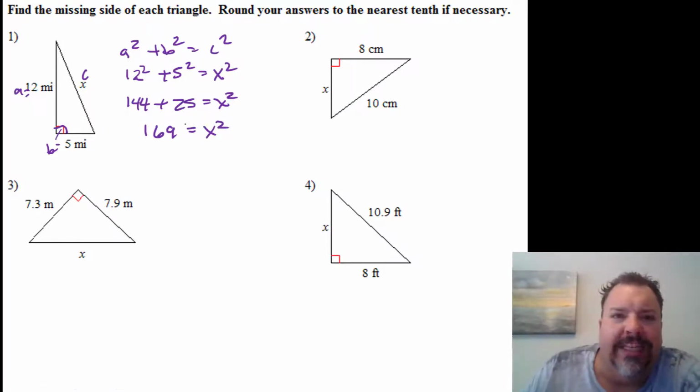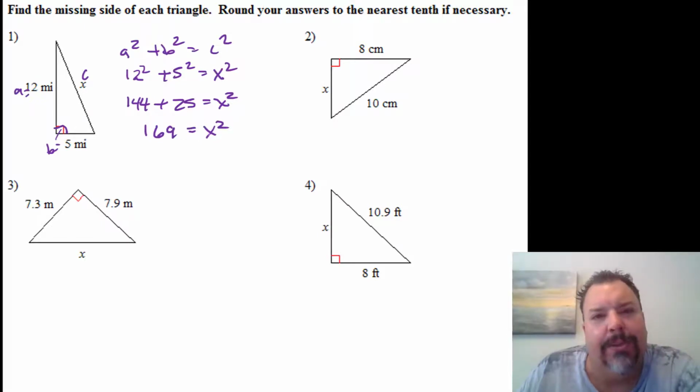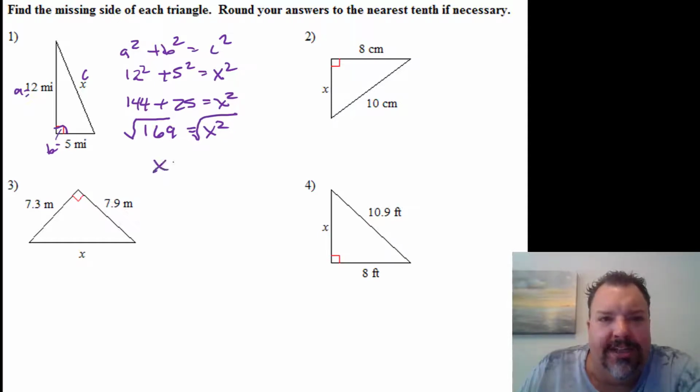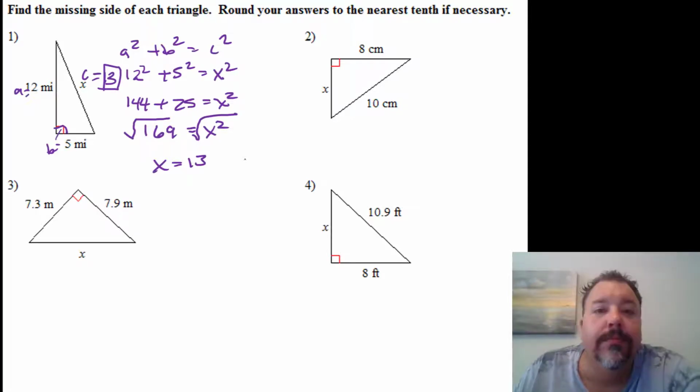So how do we get just x instead of x squared? Well, what's the opposite of squaring something? It's to take the square root. So it's this symbol here, the square root symbol. You should see that on your calculator or on Desmos if that's what you're using. And the square root of 169 comes out evenly to 13. So here we get a nice integer answer of 13. And notice that since it's the hypotenuse, it should be the longest side. So it has to be bigger than 12.